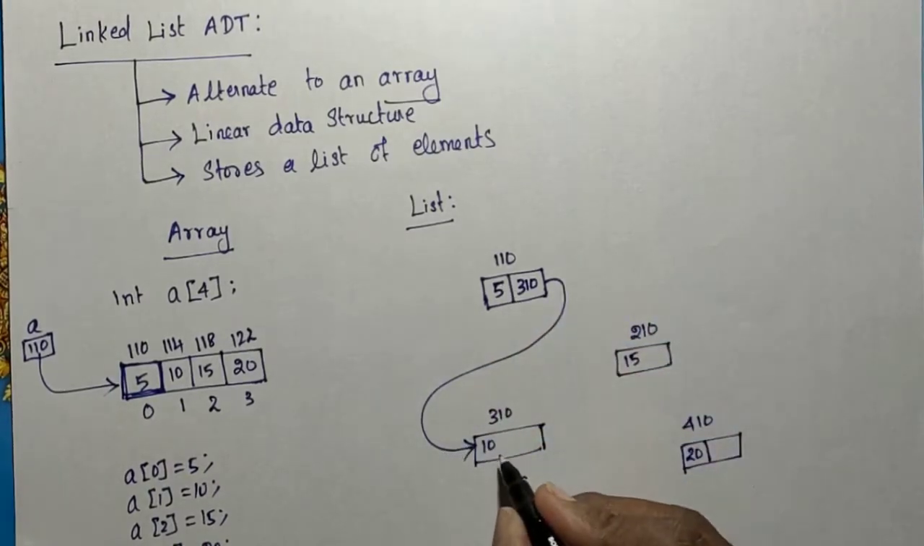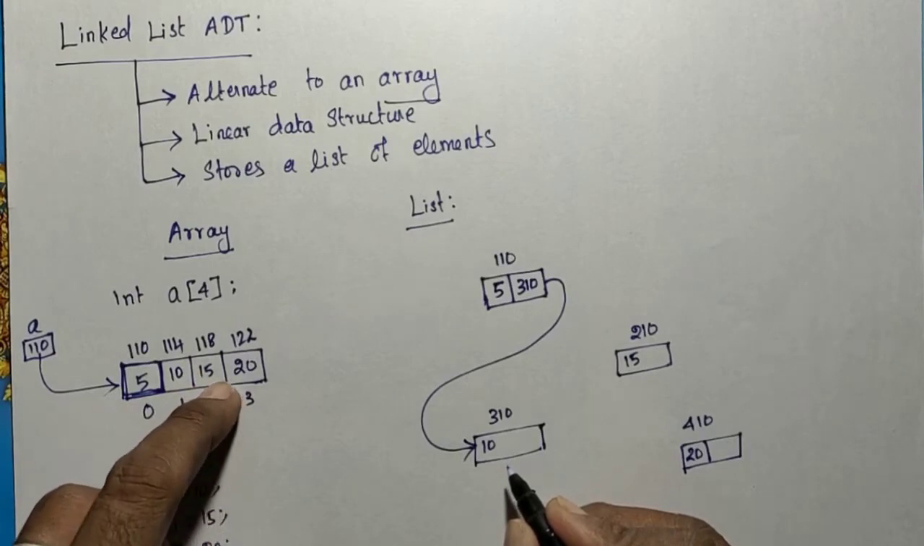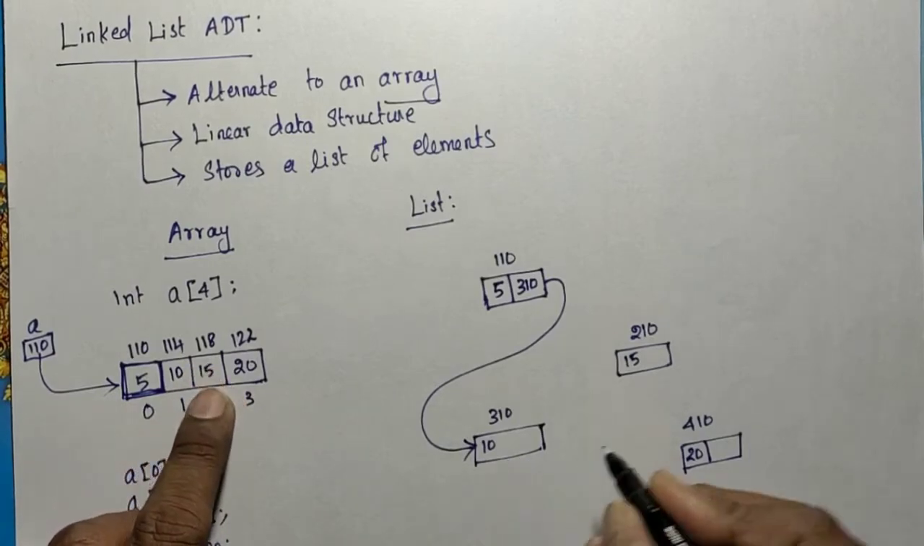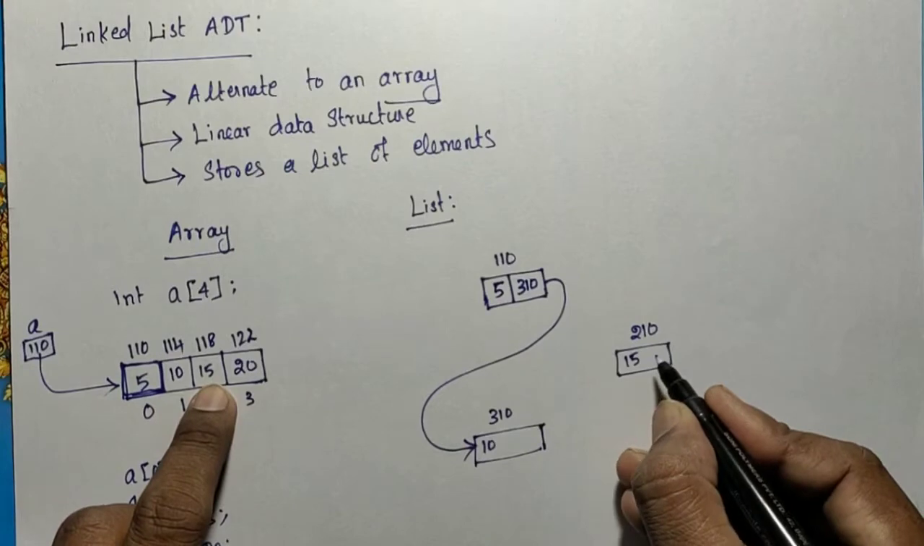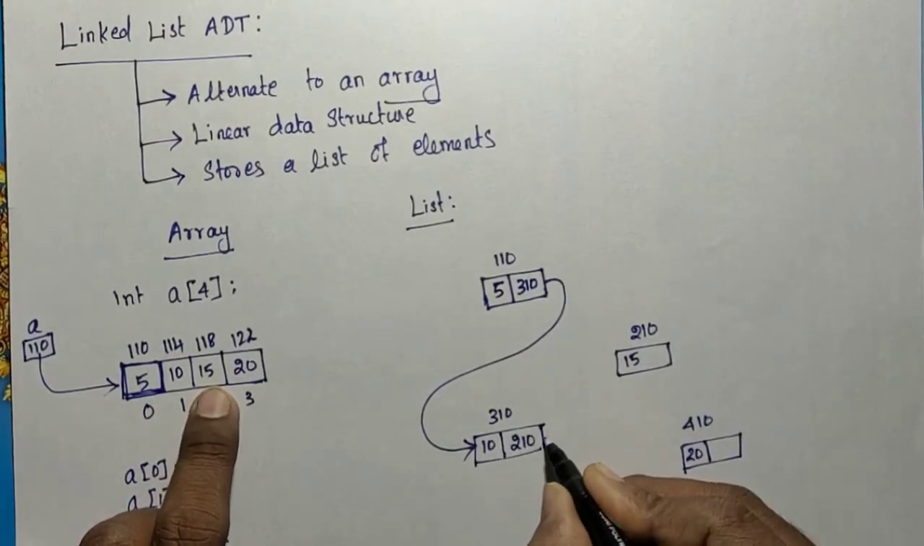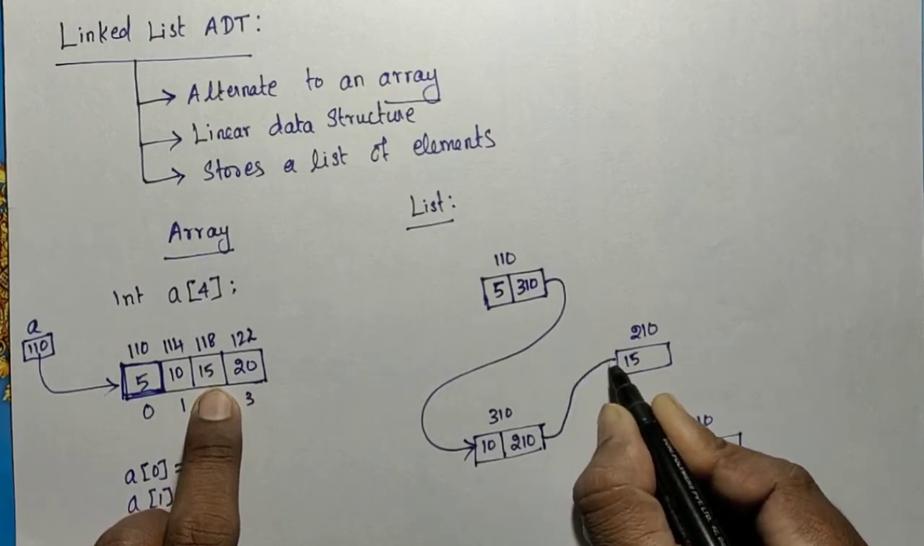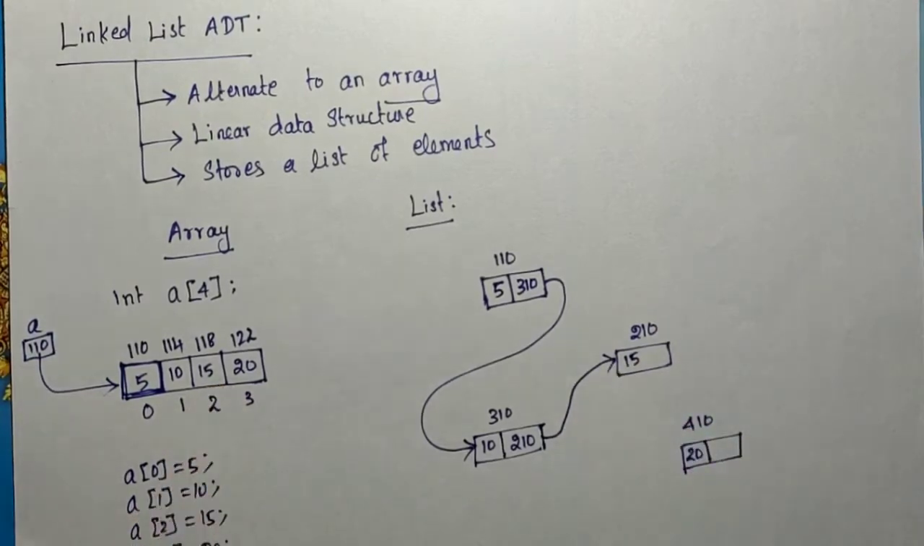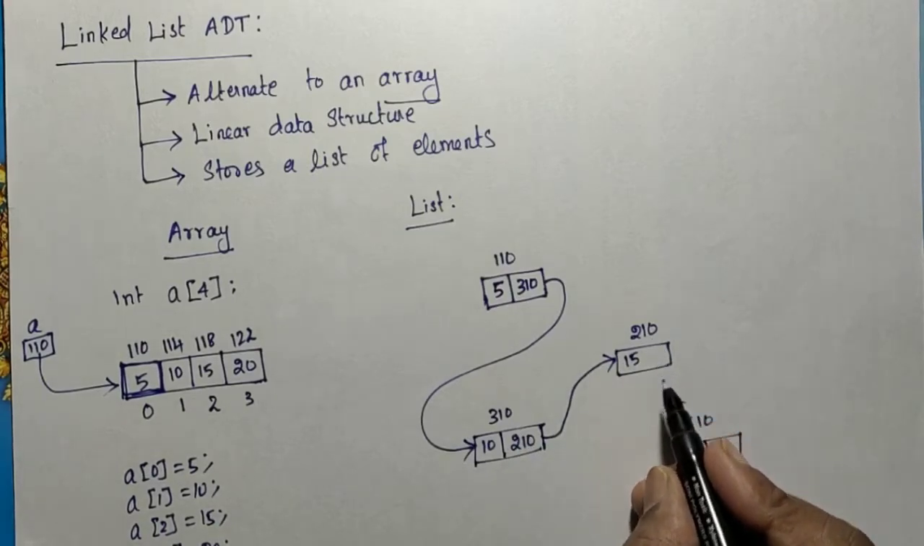The next node of 10 is what? 15. So we have to inform that 15 is your next. It means the address of 15 needs to be stored here, that is 210, so that this is the next. Okay, so for 310, the next node is what? 210, like this.